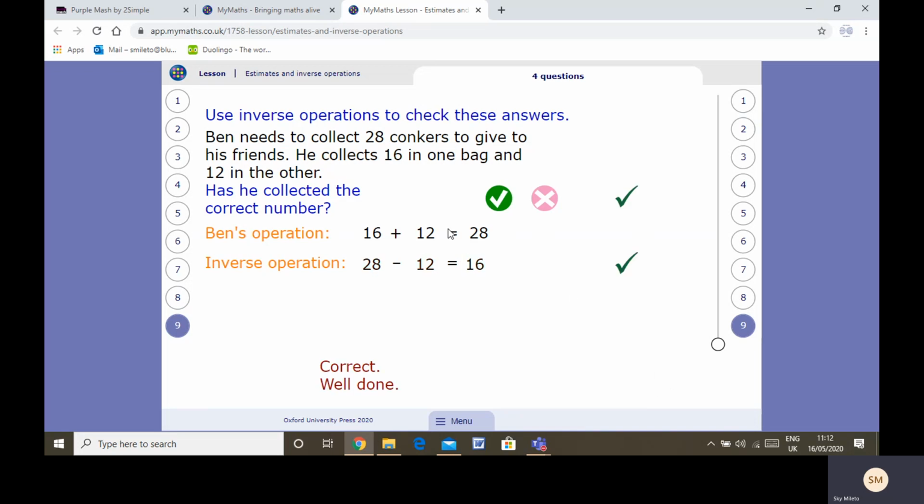Okay. I hope you enjoyed today's lesson. Again, as I said, you can still do maths without using the inverse and without using the estimation, but it is so much quicker and easier in the wide world out there, just like when you're using money, to use estimations and inverses. So we're teaching you now for the future.